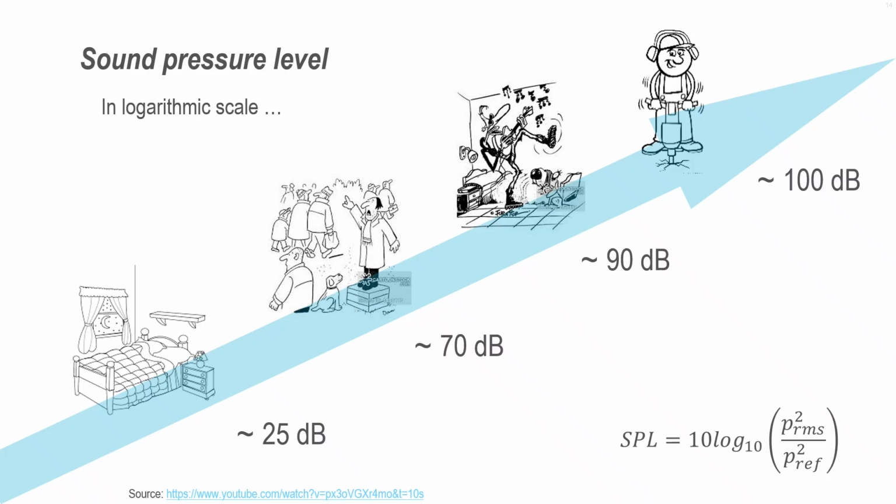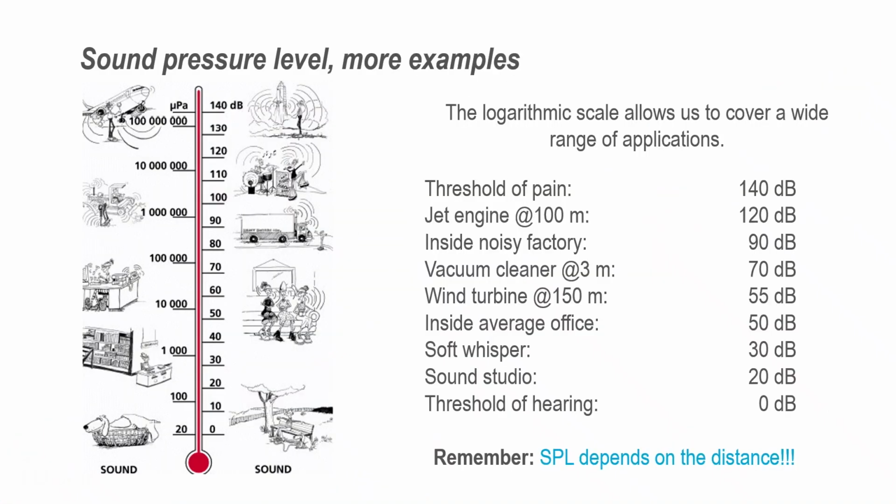And as you can see, with 100 decibel values, we can cover a range of several decades and therefore different applications. Here are some common values for you. A soft whisper is around 30 dB. Inside an average office, about 50 dB can be found. A vacuum cleaner at 3 meter distance is 70 dB, and a noisy factory can be around 90 dB. A jet engine at 100 meters corresponds more or less to 120 dB, and the threshold of pain is just above that value, typically around 140 dB.